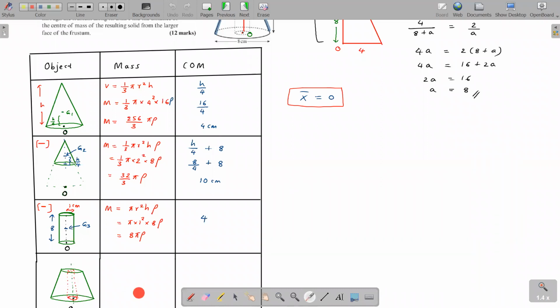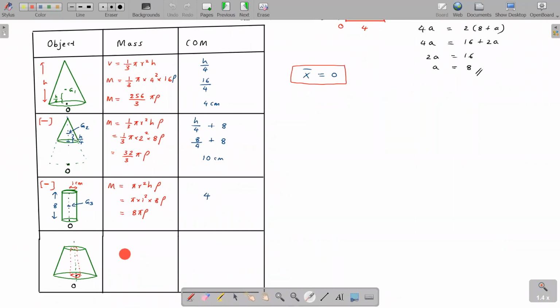All right, guys. So the remaining mass, the mass of the rest of the frustum is, from the large cone, and you can see I even used the minus signs here to tell you that you're supposed to remove the smaller cone and the cylinder. So the remaining mass is going to be 256 over 3 pi rho. From that you subtract 32 over 3 pi rho minus 8 pi rho. All of them have pi rho, so you can directly put in the calculator 256 over 3 minus 32 over 3 minus 8. And then we get the answer as 200 over 3 pi rho.